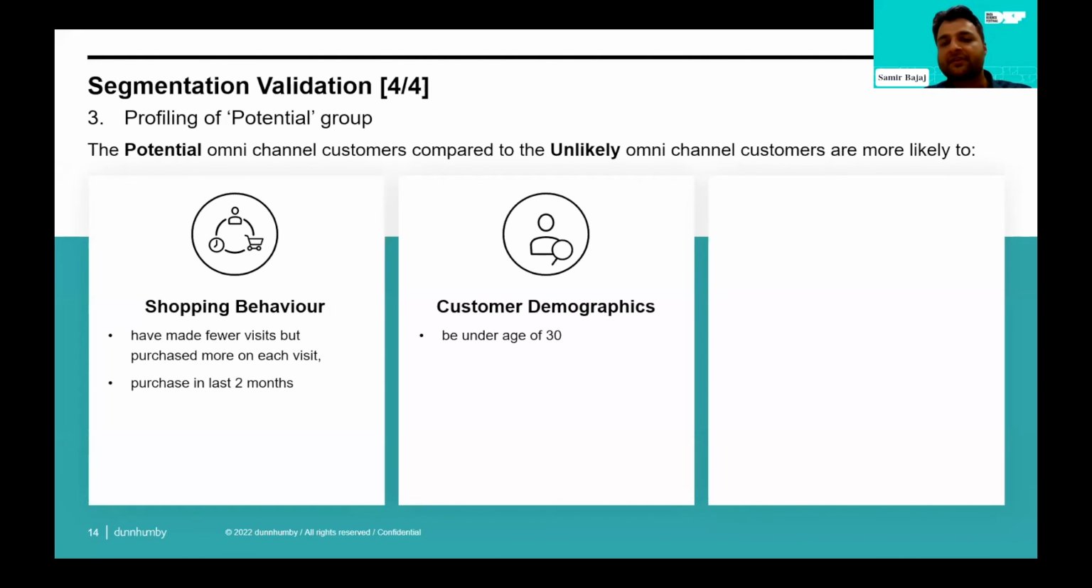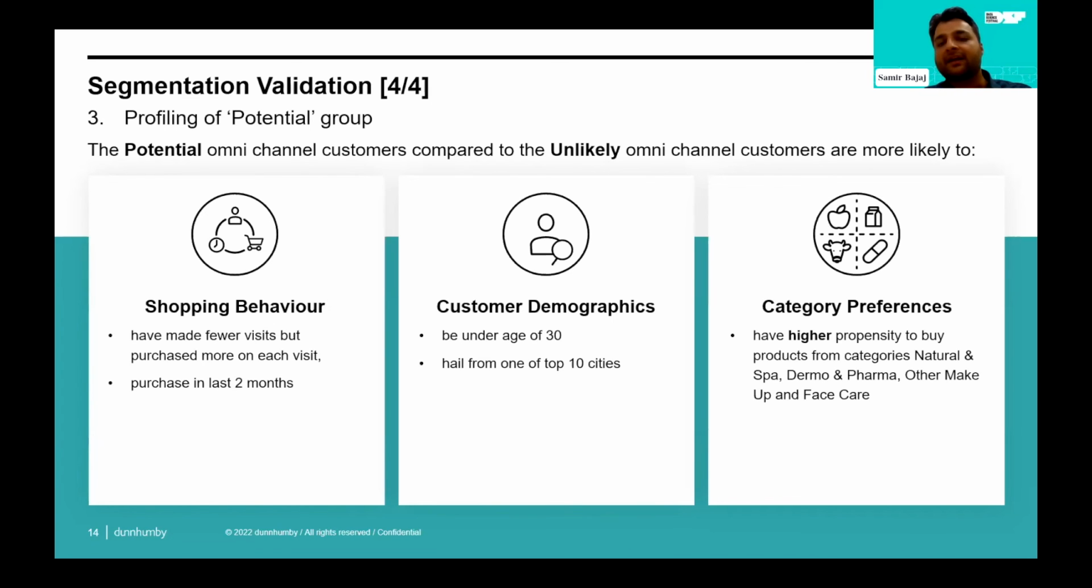In demographics, they are more likely to be on the younger side. They are more likely to be under the age of 30 and be from one of the top 10 cities of that particular country. So this also falls in line with market expectation that younger customers are more likely to use the online channel and also are more likely to be from the metropolitan city.